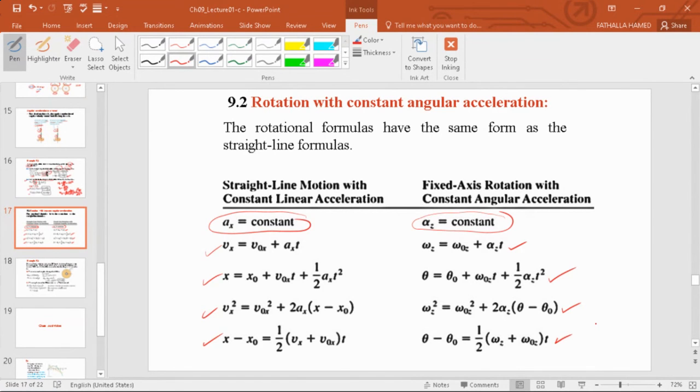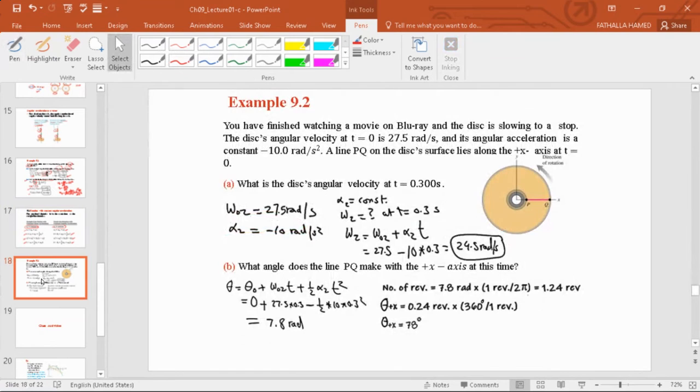Is this clear? We're not going to go through the derivation, we'll just apply what we have done before. Is this clear? So we can apply that to an example here, and we're going to deal with example 9.2.